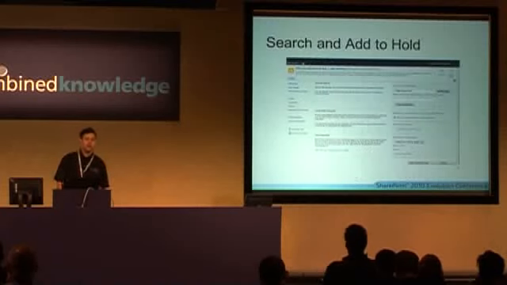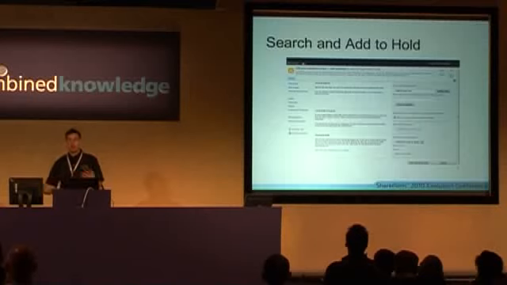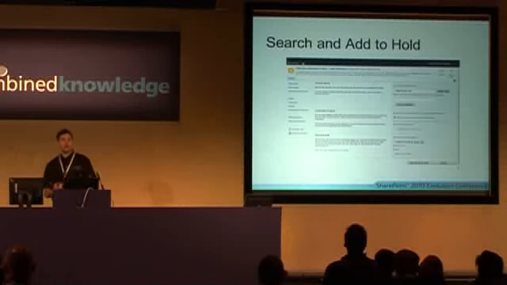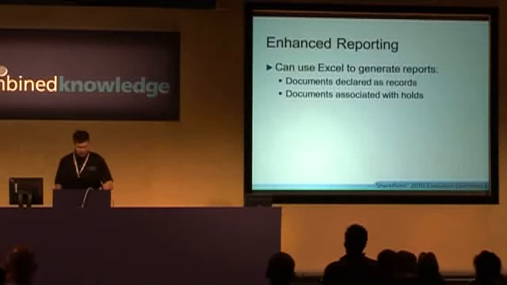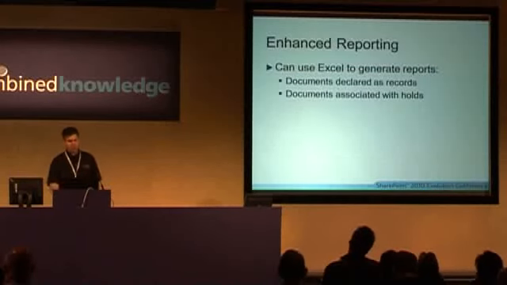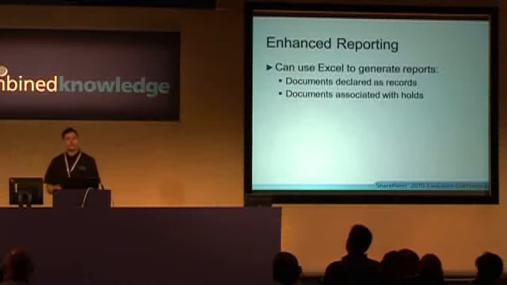Excel is used heavily as well. So what you'll find is that if you want to do auditing or reviews of any of the content within the record center, or even at an in-place level, you can go through and, using Excel Services, generate reports that can then be rendered up to you or put into document libraries for later use. So this is basically what we were talking about before, running through associated holds, using Excel as a way to generate those reports.